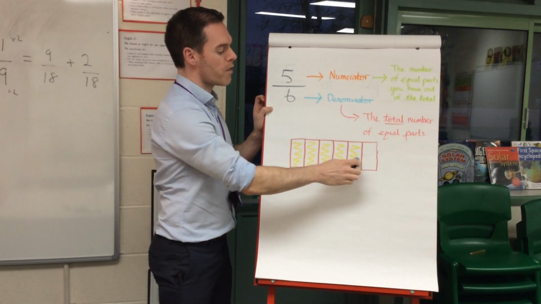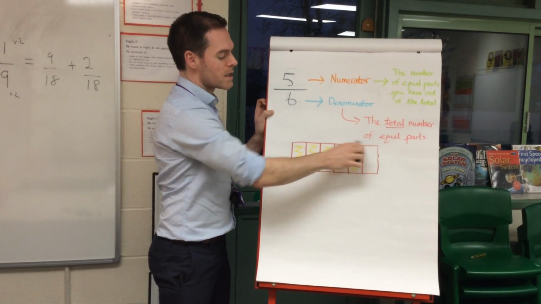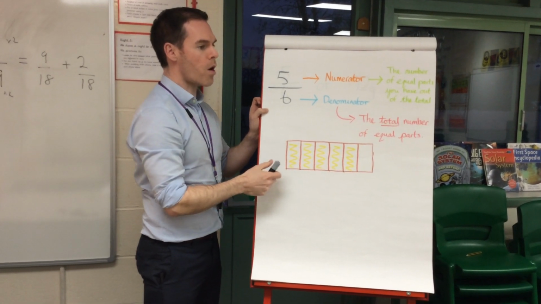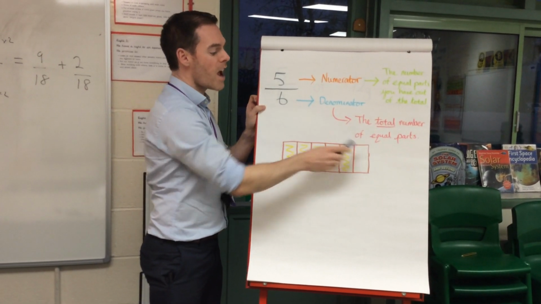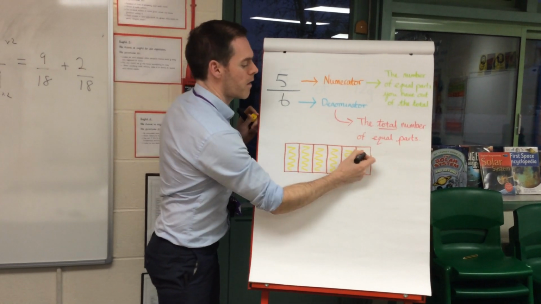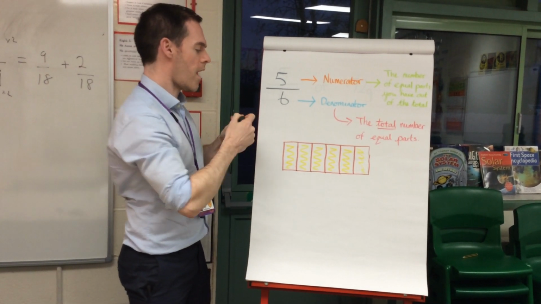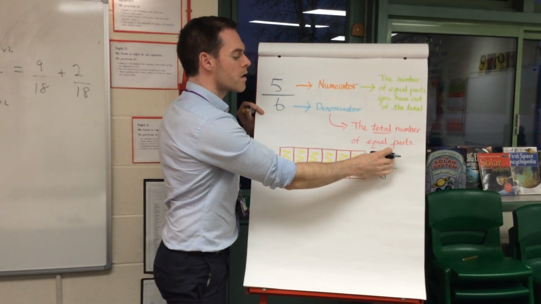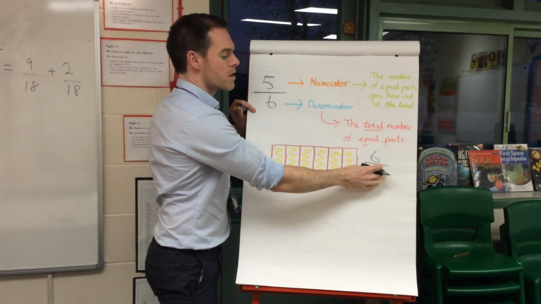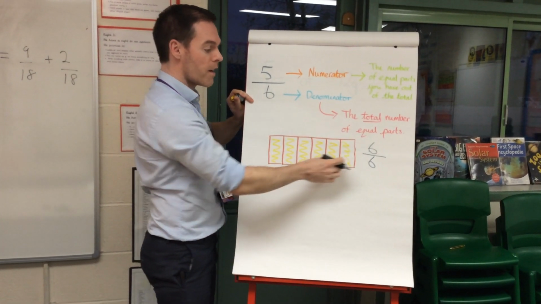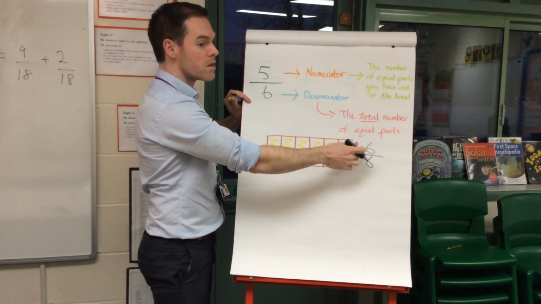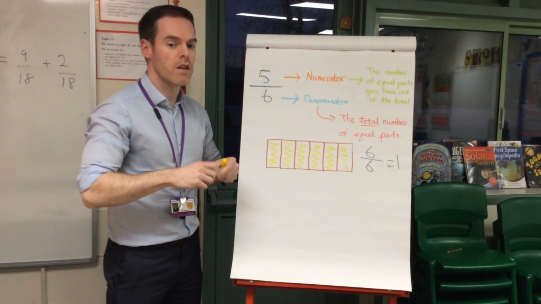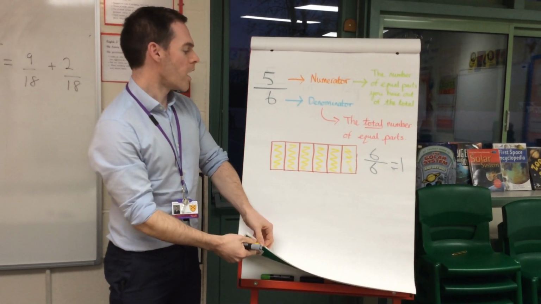We've got 1, 2, 3, 4, 5, 6 equal parts. This is my one whole. And I've got 1, 2, 3, 4, 5 out of those 6 parts shaded in. So I've got 5/6. If I had all 6 shaded in, like so, then I would have 6 over 6. 6 as my numerator, because I've got all of the equal parts, and 6 as my denominator, because the total number of parts is 6. And if my numerator and denominator are the same, I've got 6 out of 6, and that's the same as having one whole. And you'll be doing a little bit of work on that this week as well, looking at improper fractions. Okay, so that's a recap.